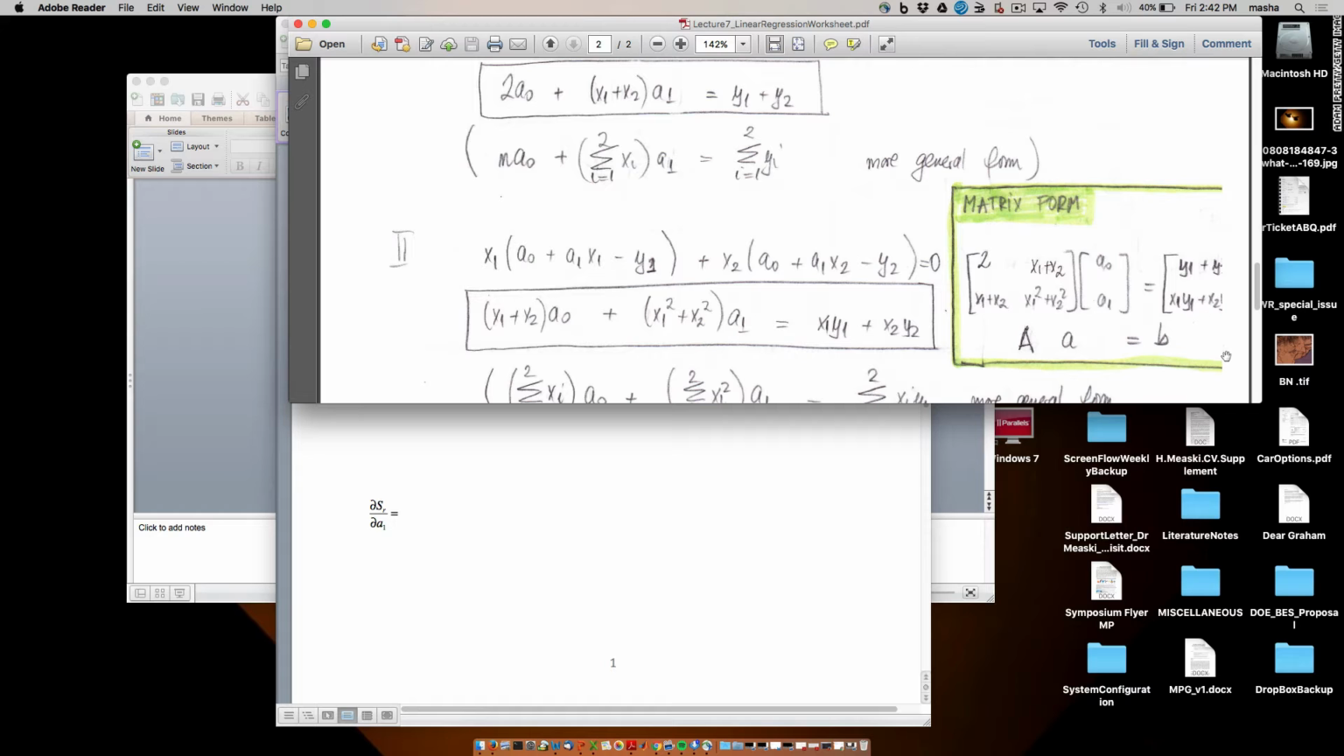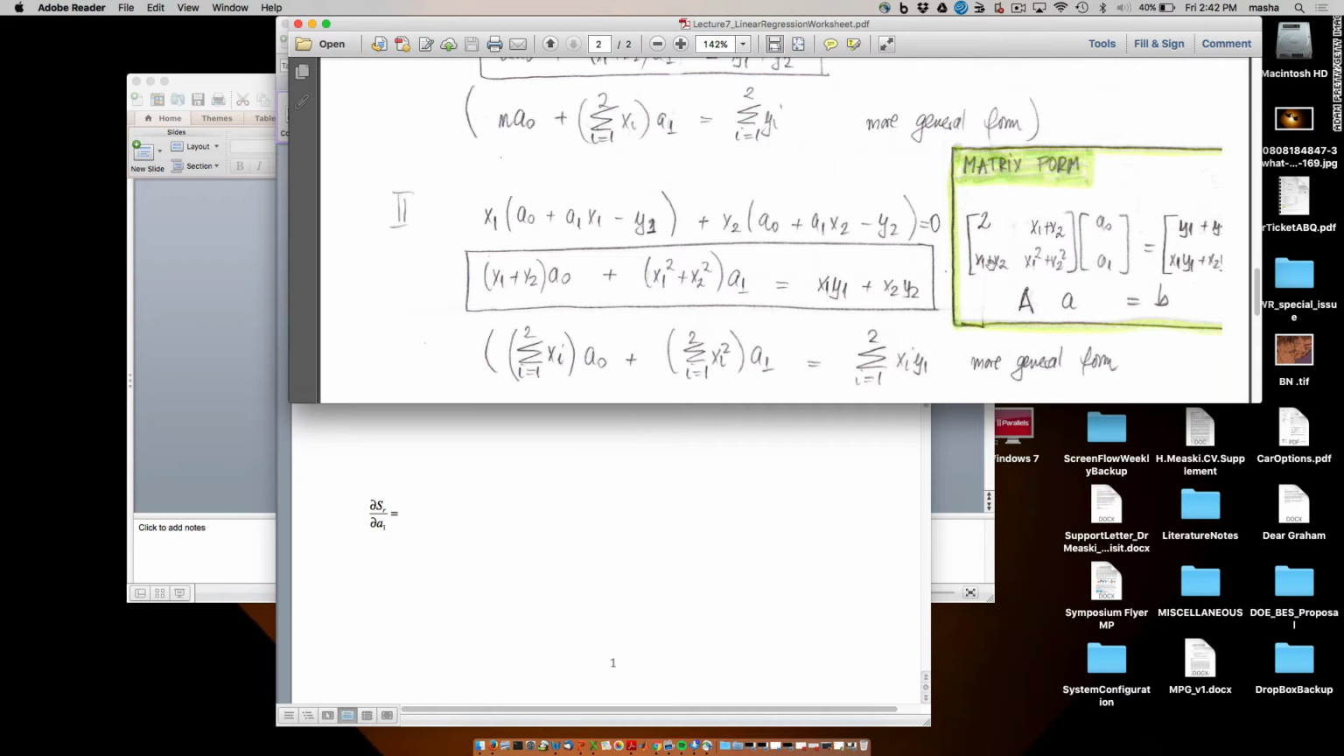So then my second line in this is, this is my coefficient here, and this is the second coefficient, so this is the linear system I'm solving, and this is a little cut off, so scanning didn't work correctly here. So there's y1 plus y2, and there's x1, y1 plus x2, y2. So this is my matrix form.